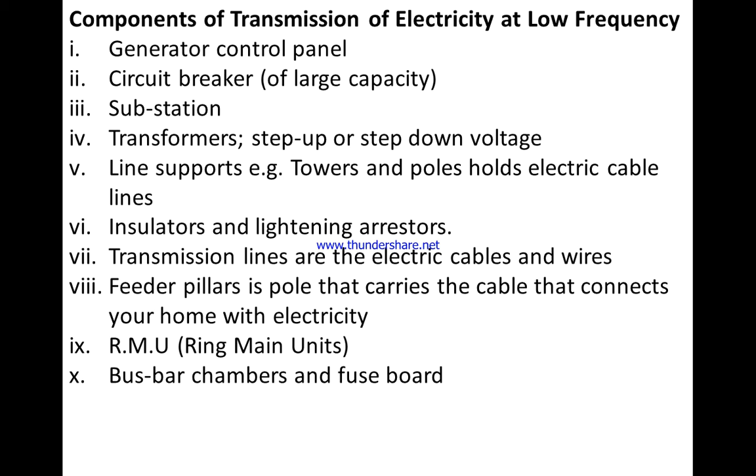Then we have the ring main unit, which is where the electricity that comes into your house is first of all, where the electric wire first of all enters into your building. Then of course we have the bus bar chambers and the fuse board, which are also embedded on a fuse board in the front of your house, where electricity is connected to the feeder pillar, that is the pole standing right in front of your house, where the electric cable connects electricity to your house.